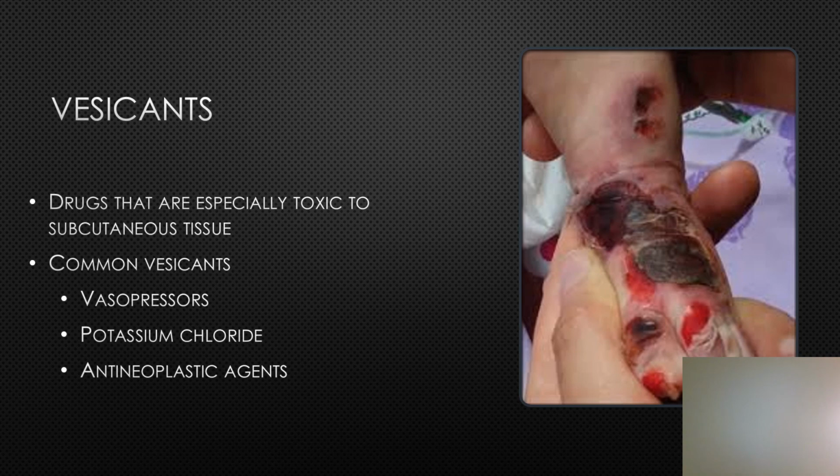And vesicants are drugs that are especially toxic to subcutaneous tissues. In other words, if these drugs infiltrate into the tissue, they can harm the subcutaneous tissue. The physician should be notified in the event of an infiltration. If a vesicant is infused in a peripheral line, that site has to be monitored every 5 to 10 minutes. To reduce the risk of infiltration, the largest vein available should be used.